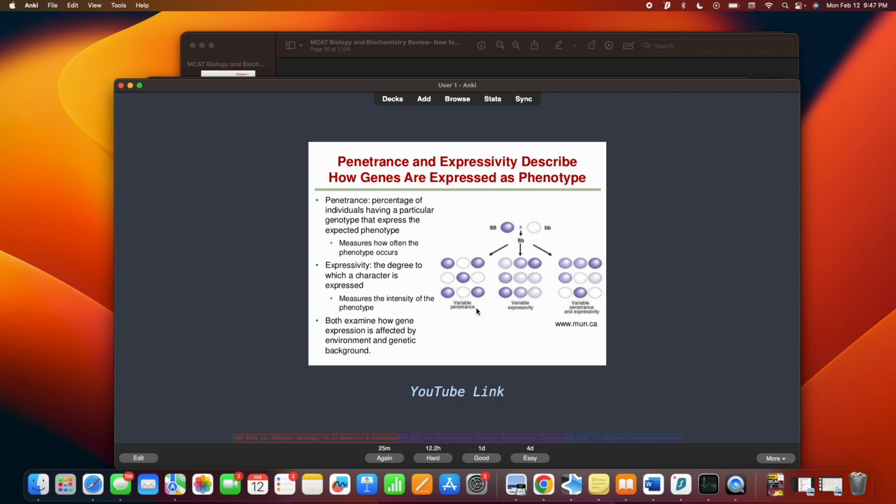We have variable penetrance, variable expressivity, and variable penetrance and expressivity. This was a bit confusing since it's only dark purple and white for variable penetrance. For variable expressivity, you no longer have white; you have degrees of purple. And with both, you have white, degrees of purple, and also the dark purple.